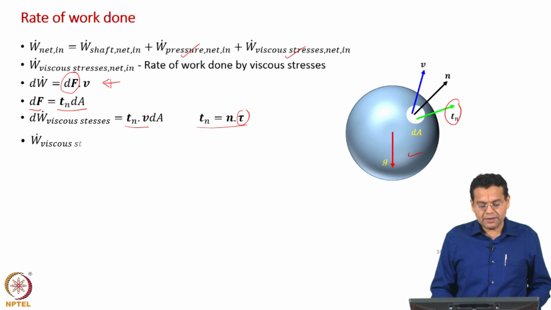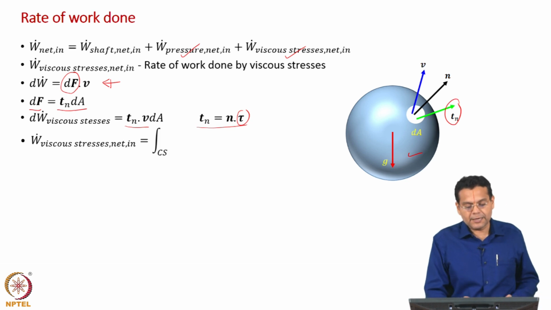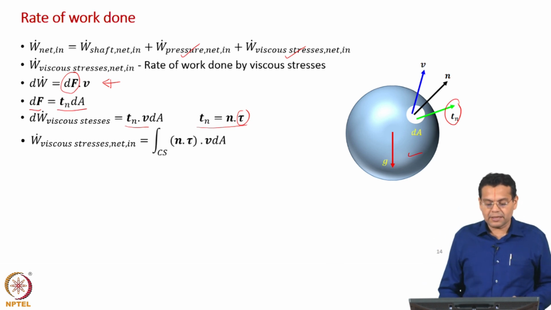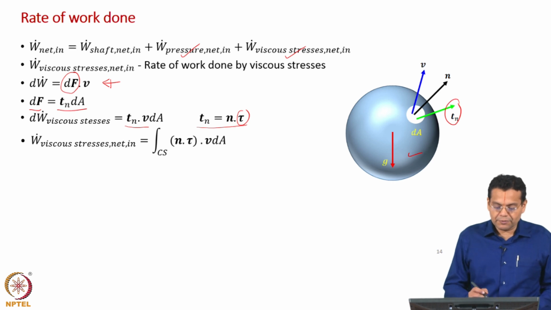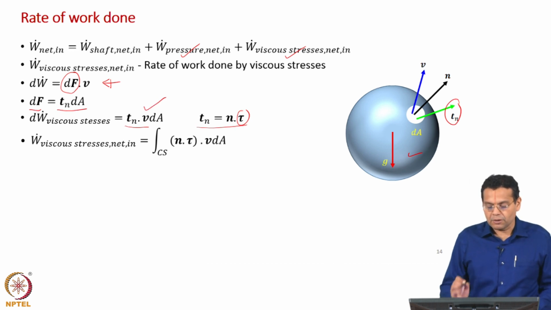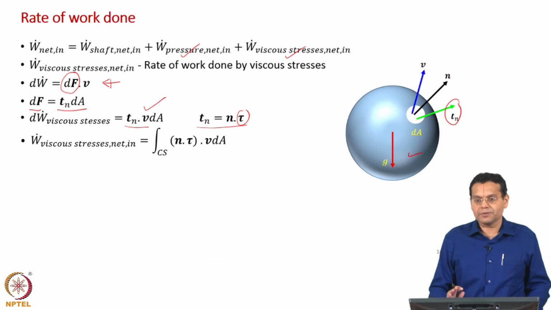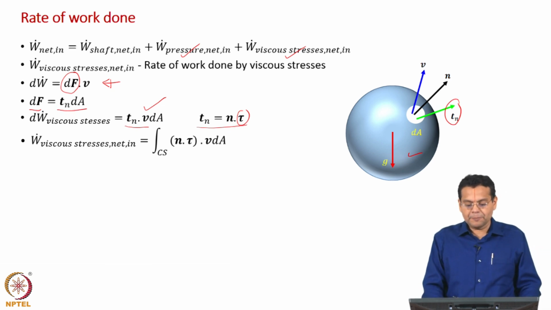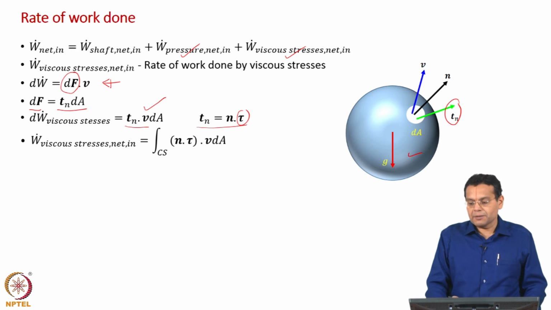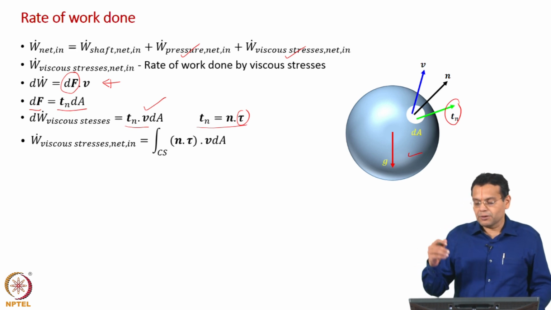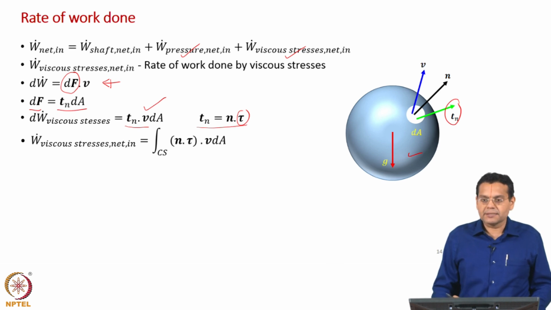Now, as we did for the rate of work done by pressure, we will integrate over the entire control surface. What have I done? Taken this expression, substituted for T n in terms of n dot tau and also integrated over the entire control surface. Now, it looks too difficult, becoming more difficult because we are including the stress vector expressed in terms of the stress tensor, and then we have some two dot products, etc.